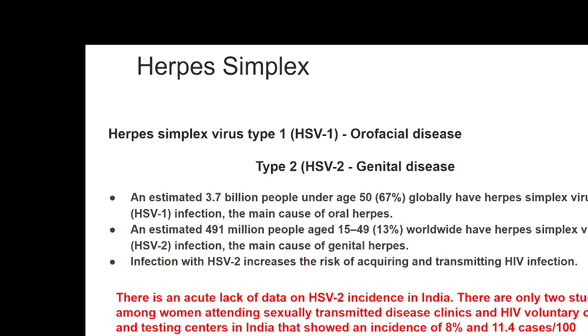Now, from the India point of view, there is an acute lack of data on HSV-2 incidence in India. There are only two studies among women attending sexually transmitted disease clinics and HIV voluntary counseling and testing centers in India, and they showed an incidence of 8 and 11.4 cases per 100 person-years in Chennai and Pune respectively.